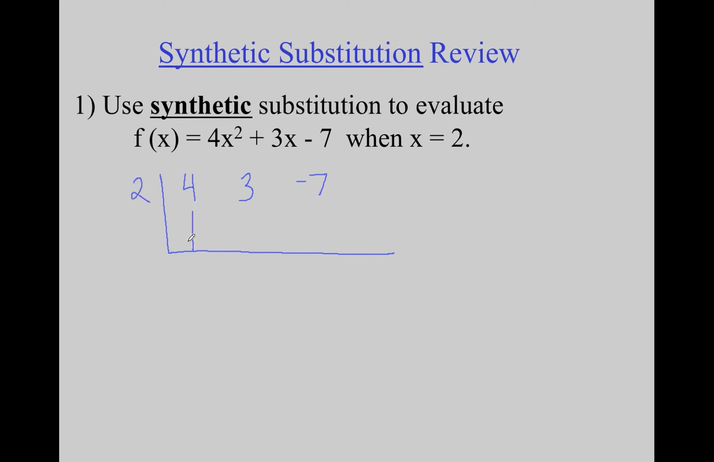This number comes down, 4. We multiply 2 times 4 is 8, and we write that result here. And we add these up, 8 plus 3 is 11. 2 times 11, we just do the same step now. 2 times 11 is 22. Negative 7 plus 22 is 15. So there's my final answer. So when x is 2, my answer is going to be 15.